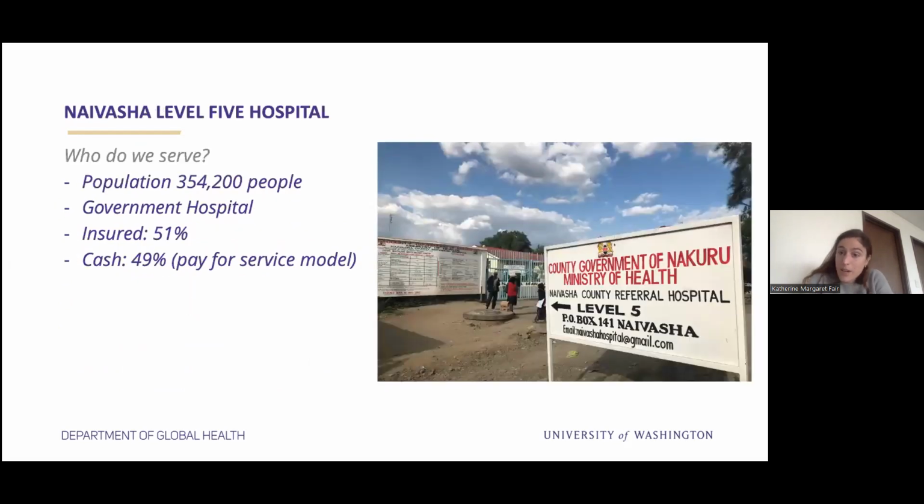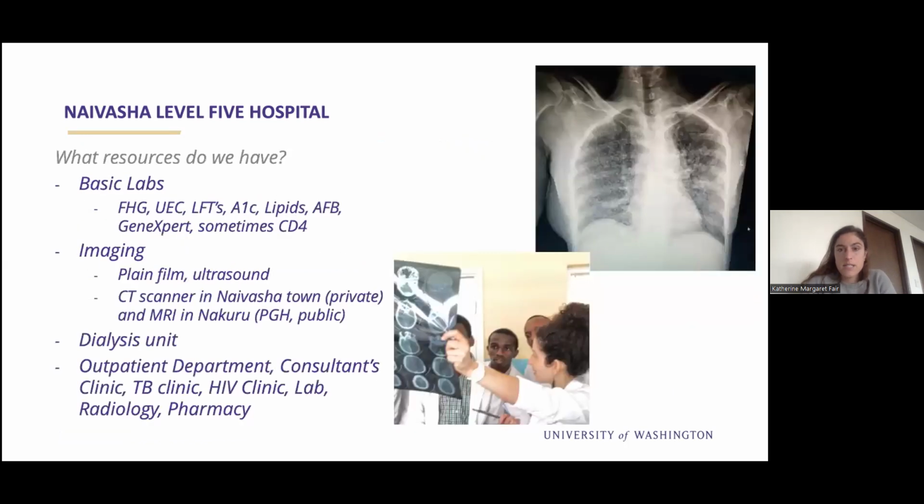Naivasha is a level 5 hospital, which just means that now we have ICU beds and a number of different theaters. It's a trauma hospital, a government hospital. The majority of folks are NHIF covered, but a good portion of them are still paying cash. I don't know if you can see in this picture, there's a cost list at the front of the hospital, so how much it costs to have a baby or be there for a night, which is really nice transparency, but also just a reality that medical care is still pretty unaffordable.